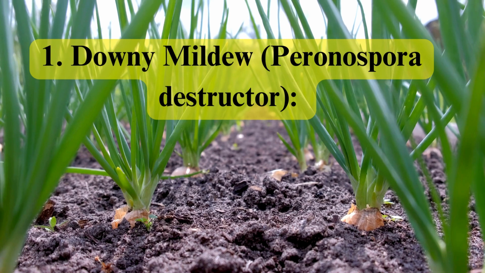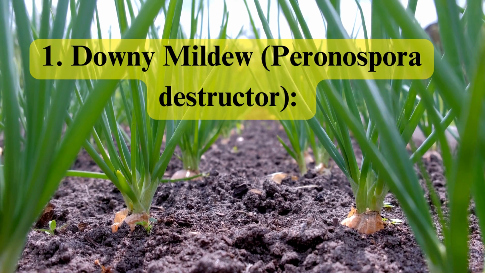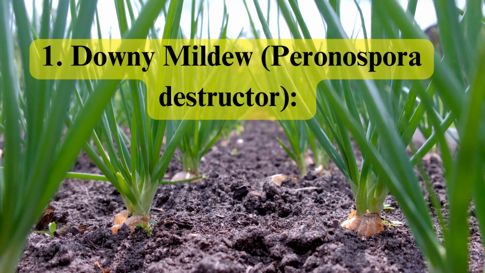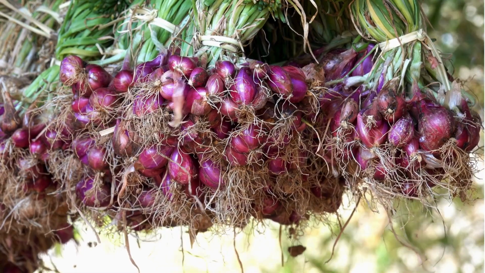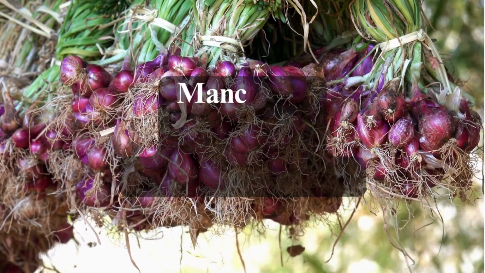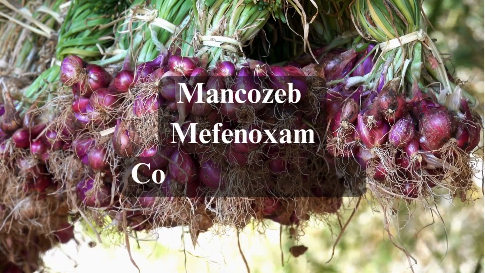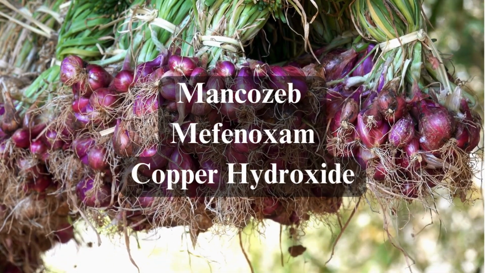1. Downy mildew, Peronospora destructor. Downy mildew, characterized by yellowing and wilting of onion leaves, thrives in cool and humid conditions. Effective control involves employing various fungicides.